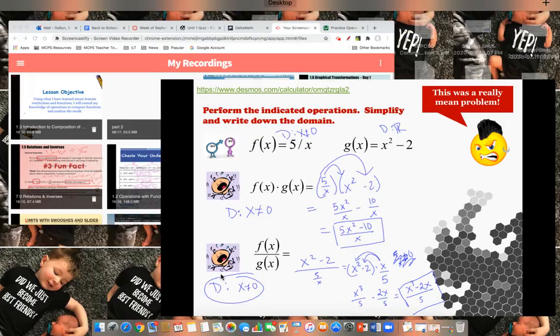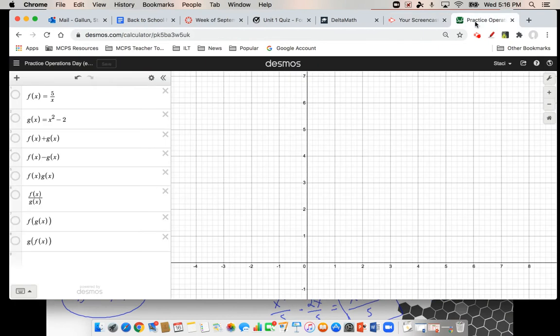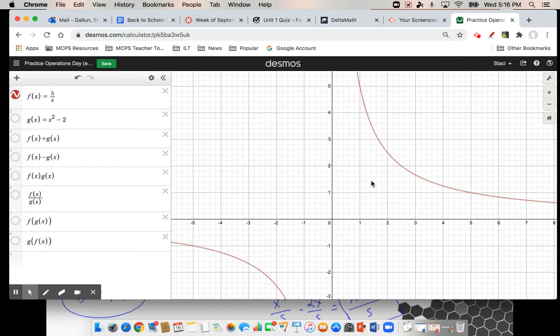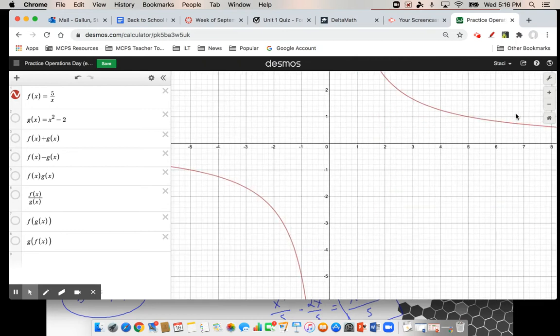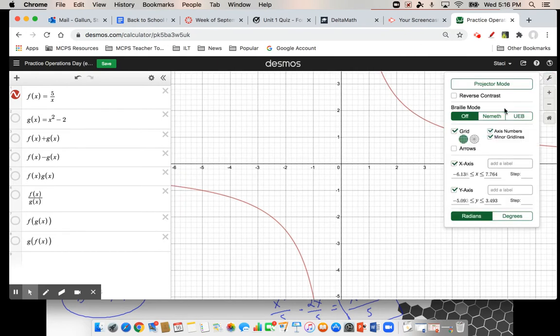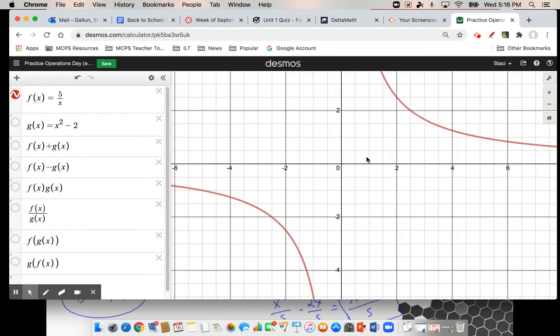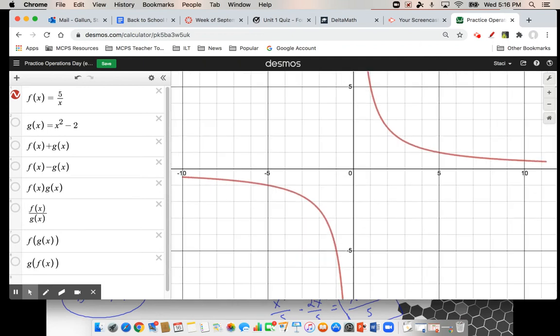So I'm going to break here, and we're going to look at Desmos. I want you to see what our starting functions were. 5 over x is a reciprocal function, or a rational function. Let's look at presenter mode, projector mode, right? How cool is that? If I zoom out, 5 over x actually has a horizontal asymptote and a vertical asymptote. That vertical asymptote comes from this. So really you're learning about vertical asymptotes almost from some of these restrictions when you're dividing by 0.